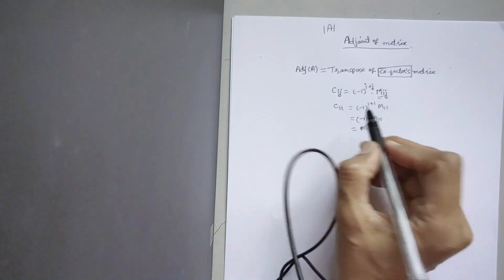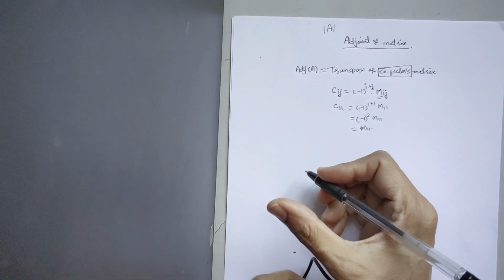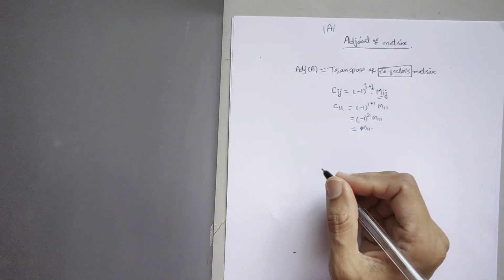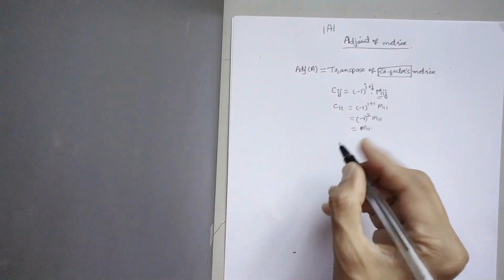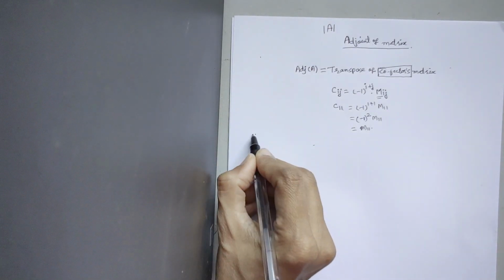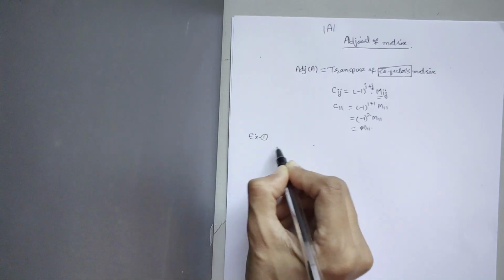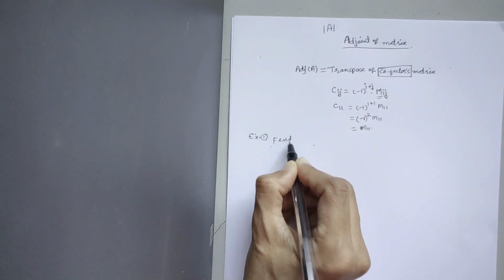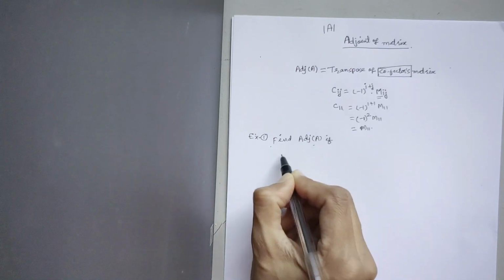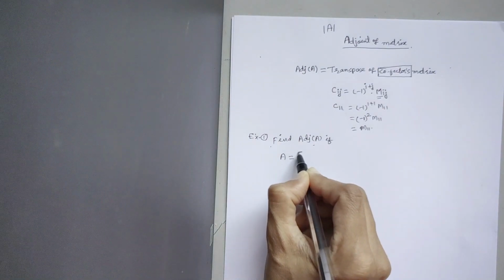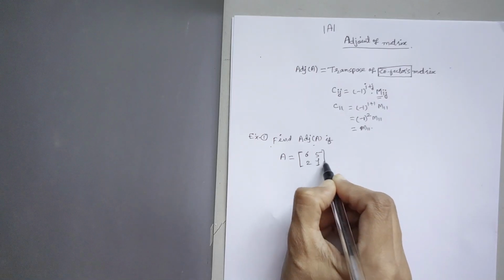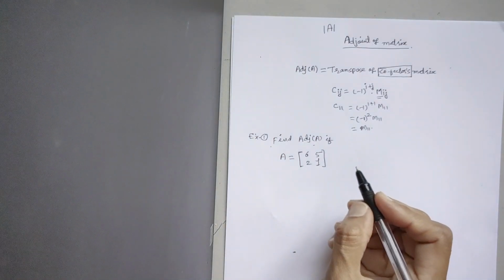Okay, like this. So let us just take an example, because that will help you understand the cofactor of a matrix. Suppose let's start with a 2 by 2 matrix. Example 1: find the adjoint of A if A is given as 6, 5, 2, 1. This is the matrix A given.